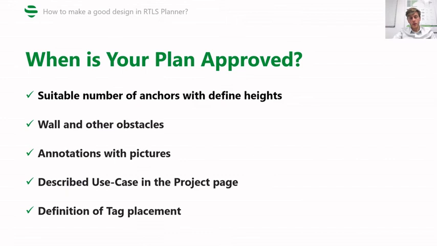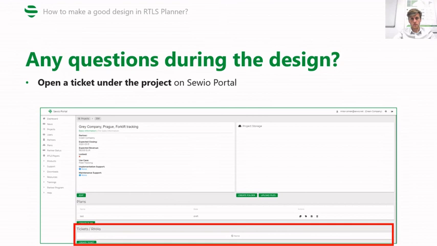Now, here is the answer to the question, when is your plan approved? The Sewio technical consultant needs to understand the environment and where you plan to install Sewio devices. Therefore, it's important your design includes a suitable number of anchors with defined heights, walls and obstacles, annotation with pictures, use case, and definition of the tag placement. If your plan has all those attributes, you are on a very good way to a successful plan approval. If you have any question during the design, please feel free to open a ticket under the project on the Sewio portal, as shown in the picture.